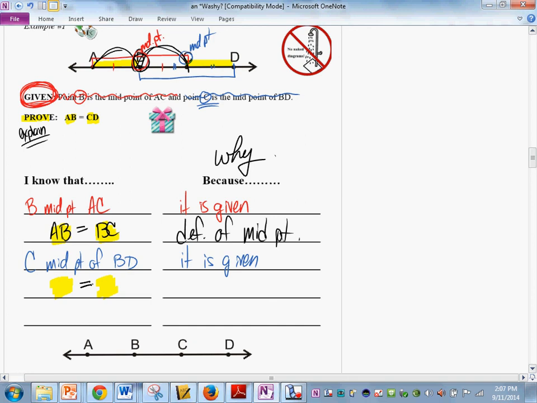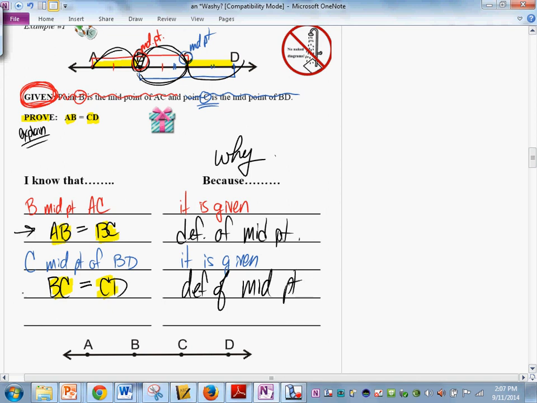Stefano, what do you think? I think that if C is the midpoint of BD, then BC and CD are the same because, again, definition of a midpoint.